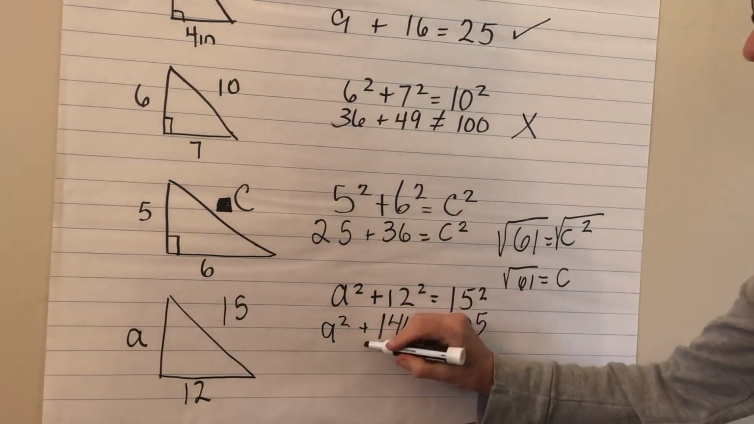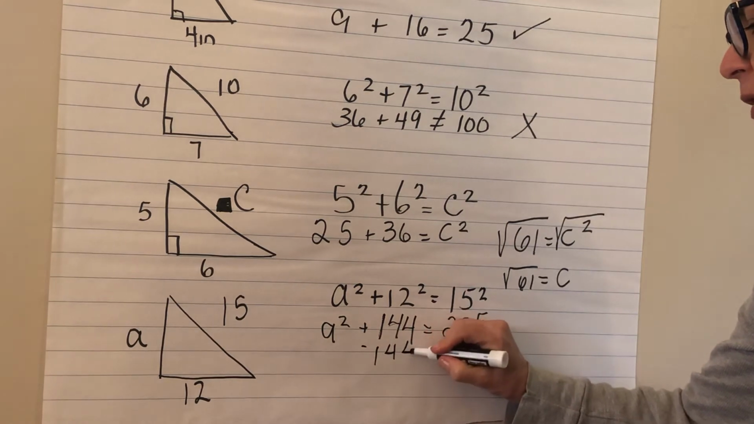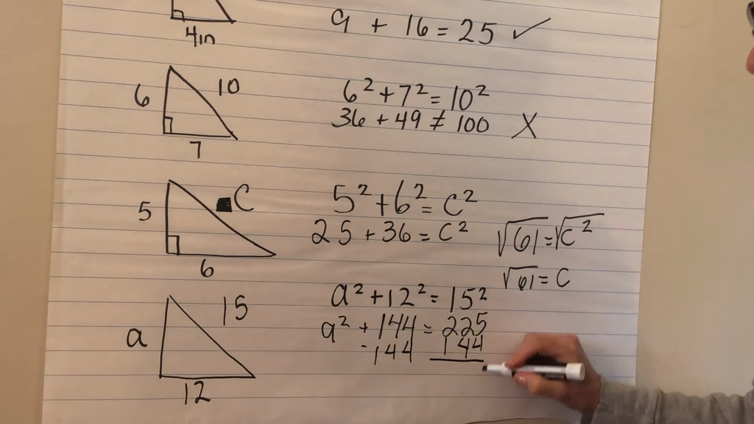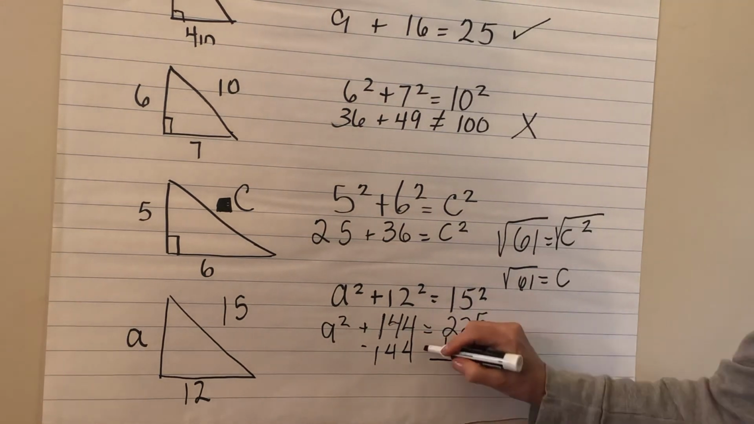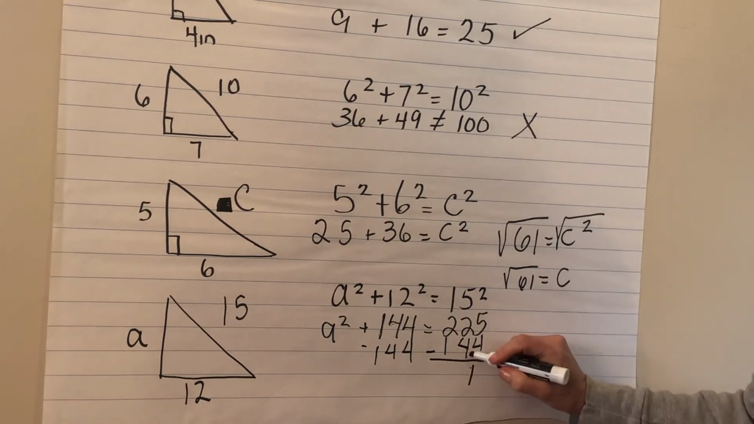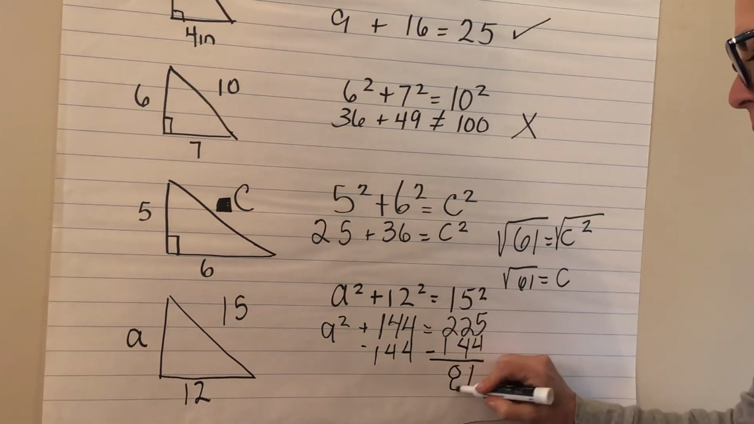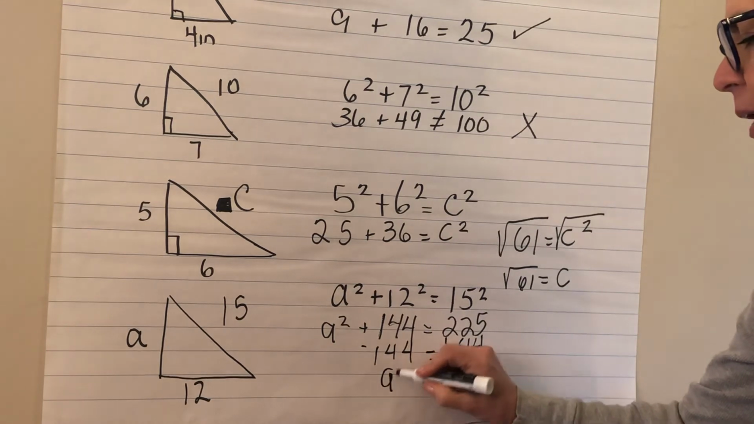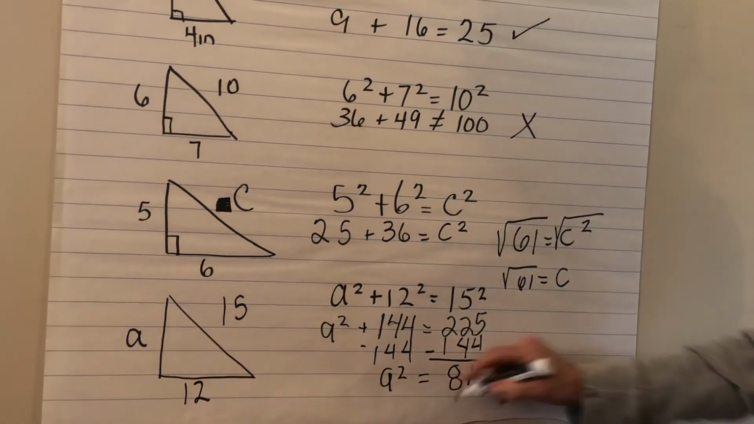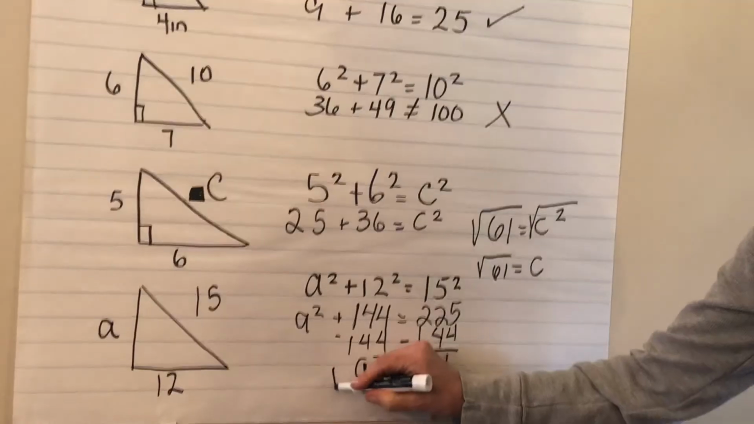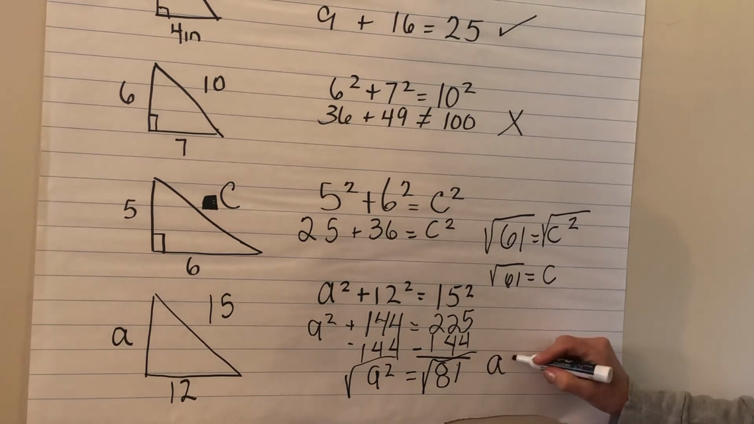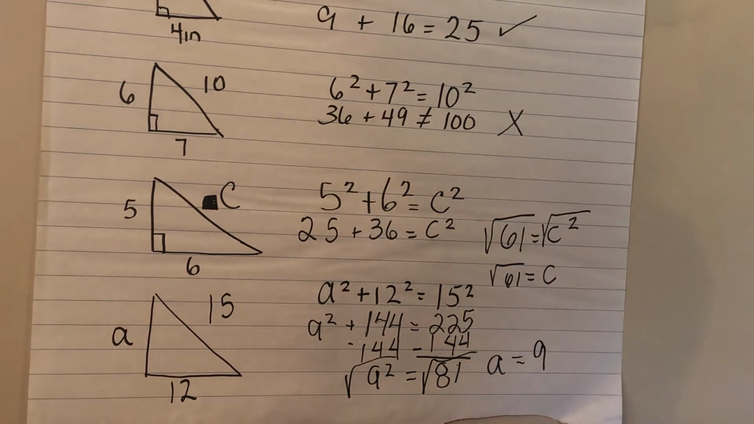We use inverse operations to take away the 144 from each of our sides, correct? We're subtracting 144 from this side as well as this side. So now we have 81, and we have A squared equals 81. Now we need to find the value of A. So we simply square root the A squared, we square root the 81, and A equals 9.